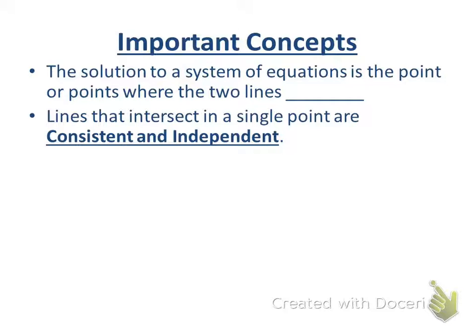What are the other options for lines? They can intersect in a single point. They can intersect in multiple points, they can be the same line, or they can be parallel and not intersect at all. So that's the three cases that we're going to give names to. Lines that intersect in a single point are consistent and independent.